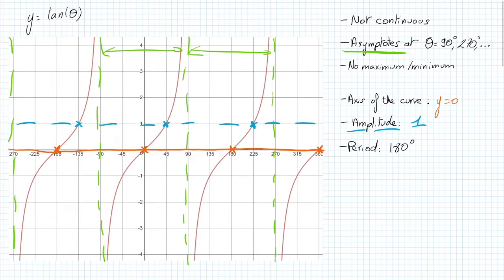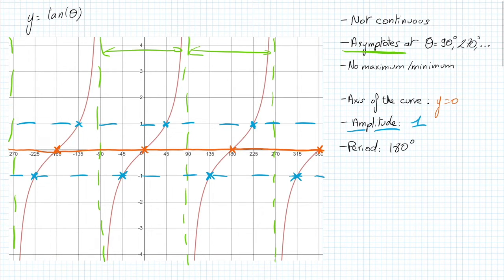Same thing, as we have an amplitude of 1, we can find on the negative side that the interesting points are for y equals negative 1. So we have one at negative 225 degrees, and then every 180 degrees, so negative 45, positive 135, and positive 315. These points are the points that you need to create your tangent function.